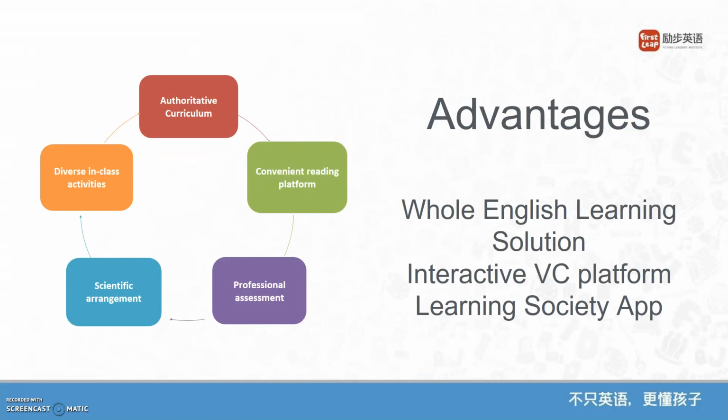The language program seeks to provide a whole English learning solution. Aspects of the online learning system include a well-developed authoritative curriculum, diverse in-class activities, professional assessment methods to place students in the levels appropriate for them, a well-researched scientific system behind the arrangement or order of curriculum, and a convenient reading platform for the students to continue to develop reading and English skills outside of class time.